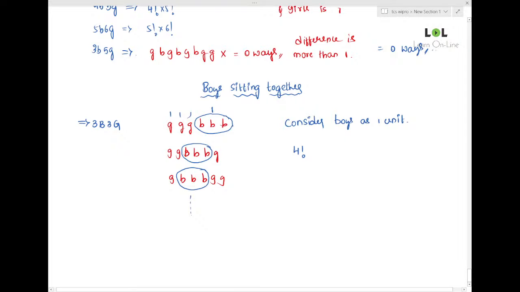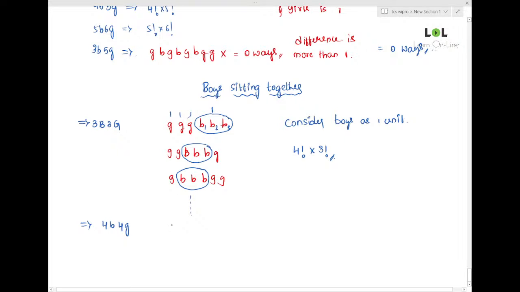So totally 3 girls and 1 unit of boys. So totally 4 units, 4 factorial, and we are not yet done. Now look here, suppose I call them boys 1, 2 and 3. Boys cannot go out of the group, but within the group they can rearrange among themselves. 3 boys in 3 places, they can rearrange in 3 factorial ways. So my answer will be 4 factorial into 3 factorial. Observe another example. Suppose I say 4 boys and 4 girls. What do we do?